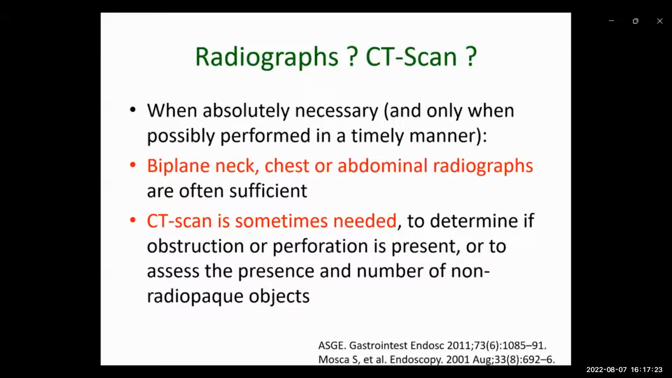Again, radiological workup is not mandatory and should not delay urgent endoscopic removal of a pointed or sharp foreign body. When absolutely necessary and only when possibly performed in a timely manner, neck, chest, or abdominal radiographs are often sufficient to assess the presence, number, size, shape, and location of radiopaque foreign bodies. CT scan is sometimes needed to determine if obstruction or perforation is present, or to assess the presence and number of non-radiopaque objects.